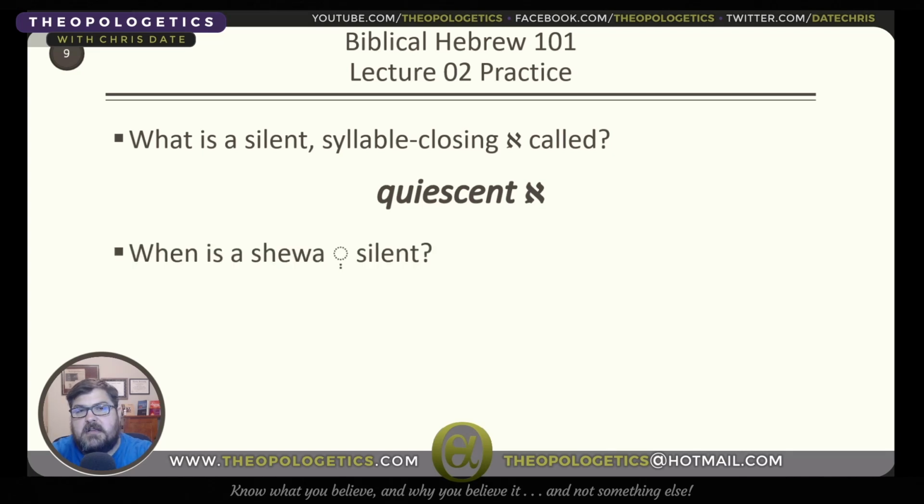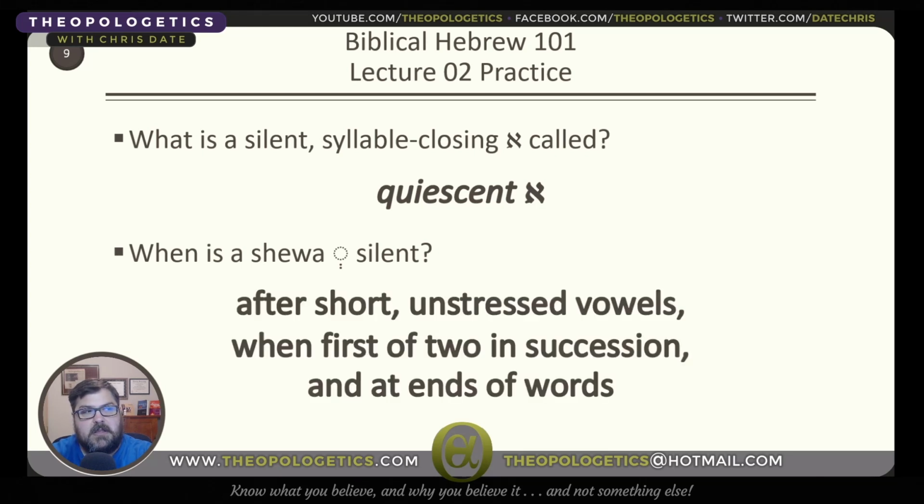When is a shewa silent? Now, I actually gave you a simple rough and ready rule, and then I gave you a number of expansions upon the rule or applications of the rule. In your best summary, how would you summarize when a shewa is silent? Well, here's how I've summarized that slide that I presented you. It is silent after short, unstressed vowels, when it's the first of two in succession, and when it's at the end of a word. In other cases, the shewa is going to be vocal.